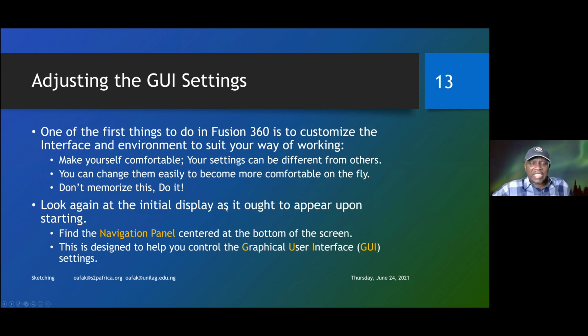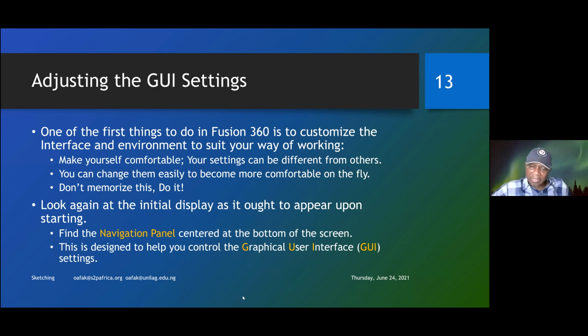Look again at the initial display as it ought to appear upon starting. Find the navigation panel. That is the panel at the bottom center, centered at the bottom of your screen. This is designed to help you control the graphical user interface. With a combination of your mouse movement, key press, and wheel move, you have a lot of power to do and undo in your graphical user interface. Now, this is the navigation bar.